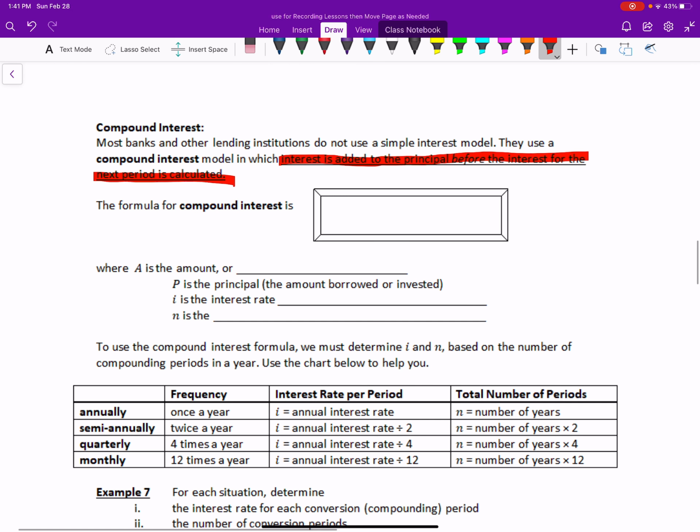The formula for compound interest is A equals P times (1 plus i) to the exponent n, where A is the amount, or the final amount. So it's the final amount that, again, let's talk about borrowing money. If I borrow $1,000, obviously, when you include interest in there, I'm going to have to pay back more than $1,000. Well, A is that total final amount that includes the principal, the amount borrowed, plus the interest accumulated.